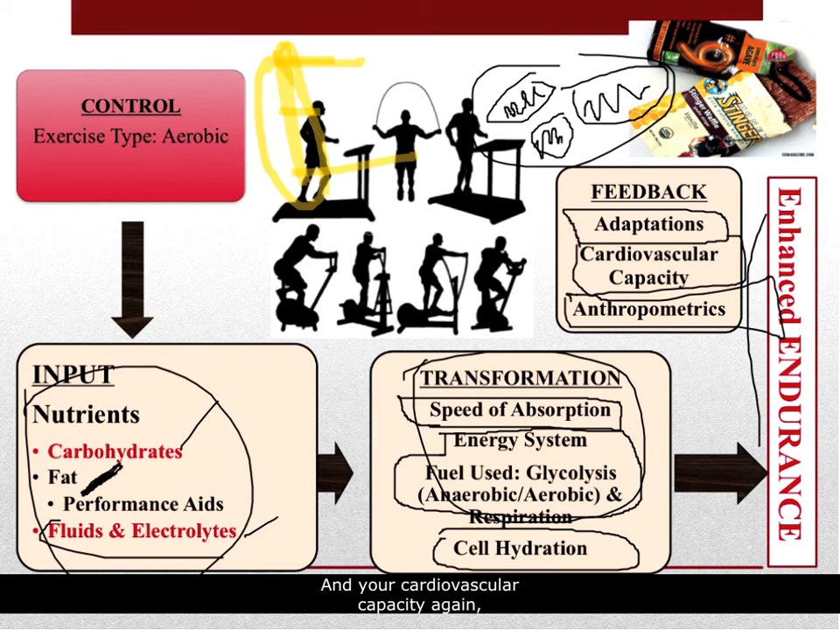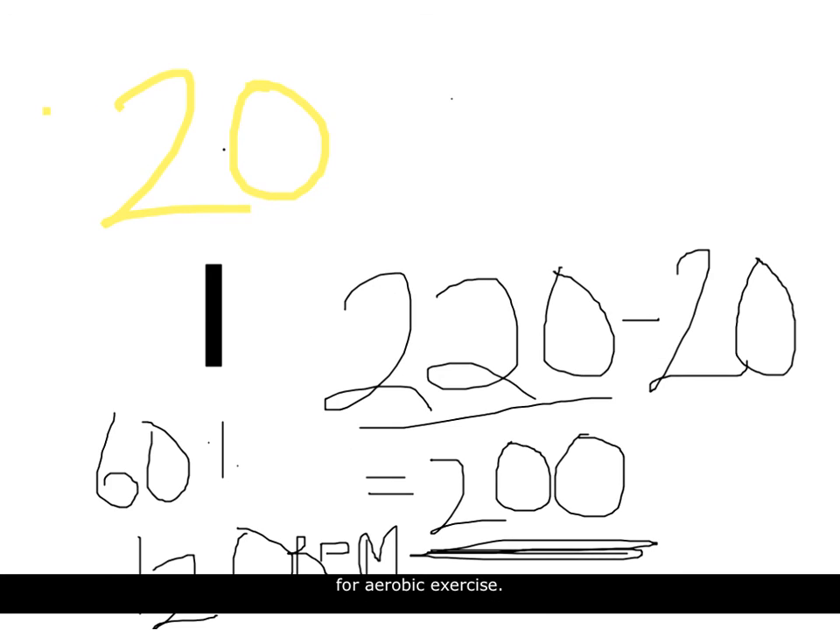And your cardiovascular capacity, again, your heart rate will be lower, your max heart rate will be higher, your VO2 will be higher and better, your ability to consume oxygen, your VO2 max. So all those changes and wonderful things will happen as you gain enhanced endurance through aerobic type activities. So hopefully that answers some of your questions about how to eat and what to eat and why you eat a particular way for aerobic exercise.